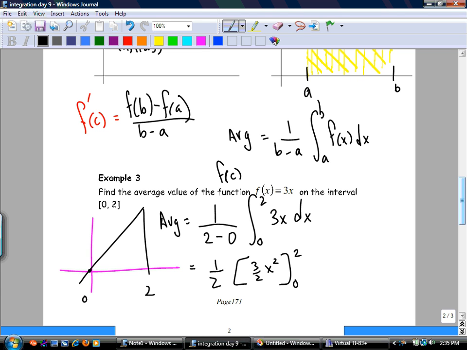So substitute 2 in for x, substitute 0 in for x.